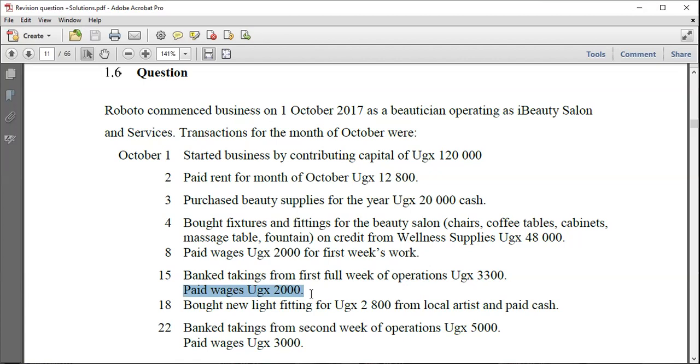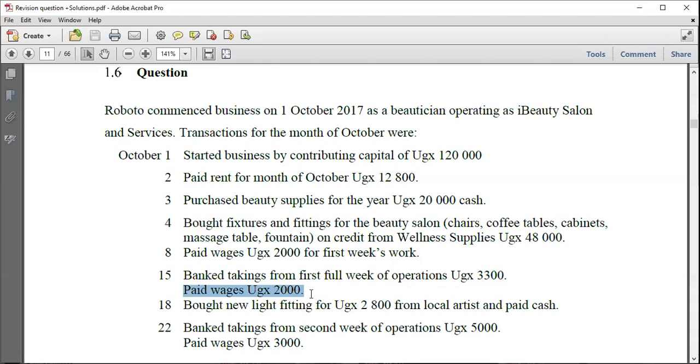And then they're also telling us that on the 15th he paid 2,000 in wages. It's good for you to note that. And then they tell us he bought a new light fitting for UJX 2,800 from a local artist and paid cash.